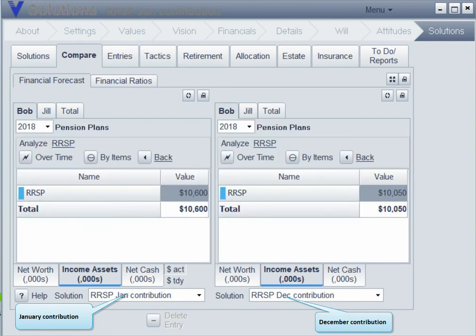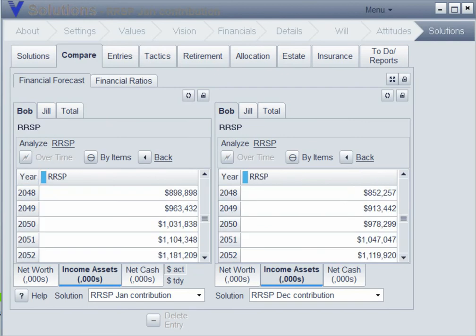And so you can see right off the bat, in 2018, there's obviously more money in the account at the end of 2018, because it's had time to accumulate. But what happens over time? We can see about 2052, when Bob's about 64, 65, there's about a $64,000 difference. So just by contributing in January, we'll have more money in the RRSP.